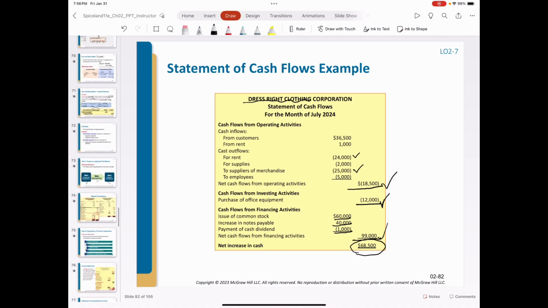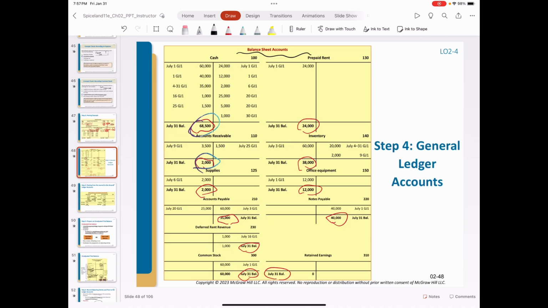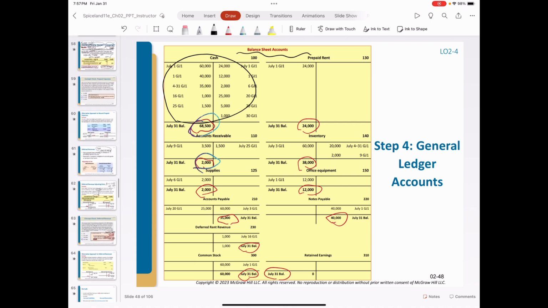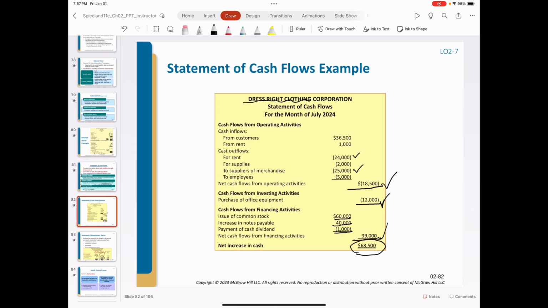So we can revisit the general ledger. In this general ledger, you will find there are 11 transactions that have impact on the cash. On the left, debit, these represent cash inflows. On the right, these are cash outflows. These 11 cash flows, we just reorganize them. We can have the statement of cash flow.